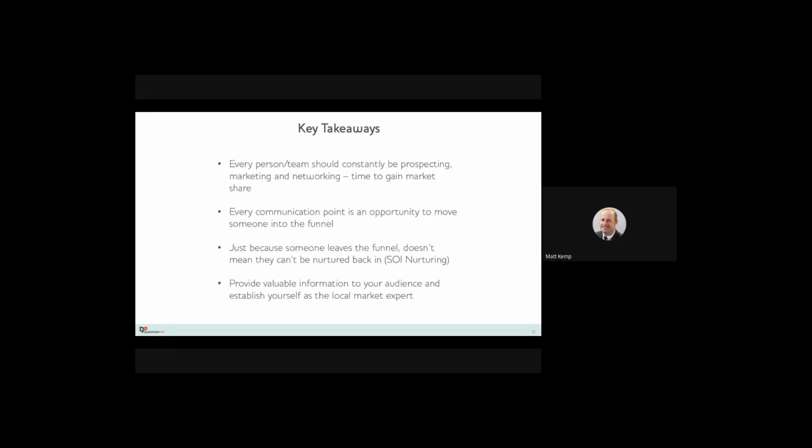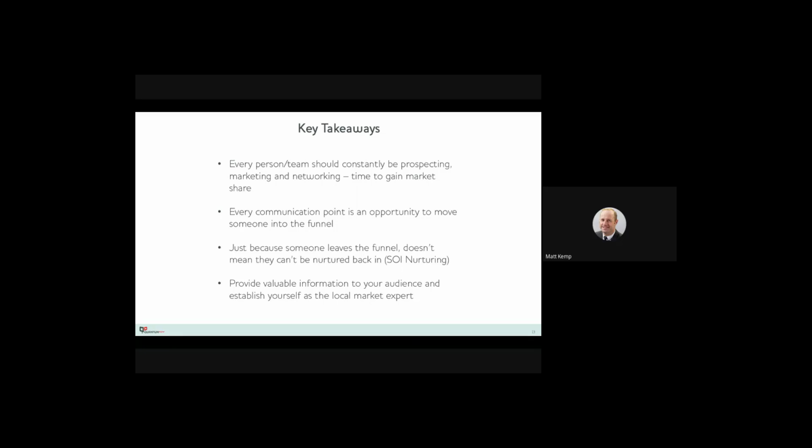So the key takeaways here: you should always be prospecting, marketing, and networking, whether it be through direct mail. Obviously, Quantum Digital would prefer utilizing direct mail within all those operations. But no matter where you are in that process, in your year, whether it's in or out of listing season, those operations should always be going on. Every chance you get to interact with potential clients should be a chance to pull them into your funnel.